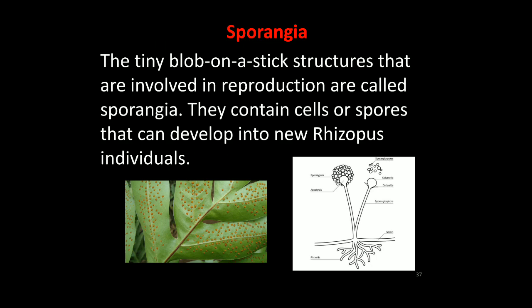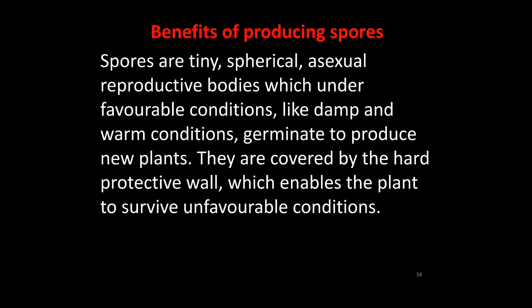Next, sporangia. Tiny blob on stick structures that are involved in reproduction are called sporangia. They contain cells or spores. Spores I have not told about, I said it while remembering it. Spores develop into new plants. Benefits of producing spores, it's not necessary. Now, this is all about asexual reproduction.